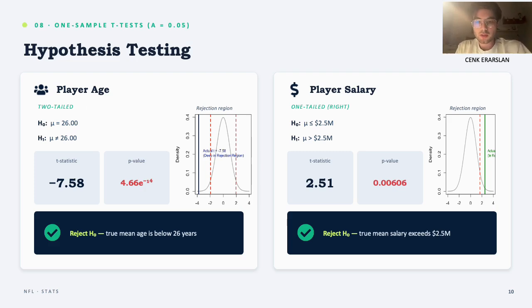From now I'll continue. Here we used a one sample t-test where we analyzed player age and player salary against specific benchmarks at a 5% significance level. For both cases, we rejected the null hypothesis. For the first case, this confirms that the true mean age is significantly below 26 years, and for the second case, we conclude that the true mean salary does indeed exceed $2.5 million.